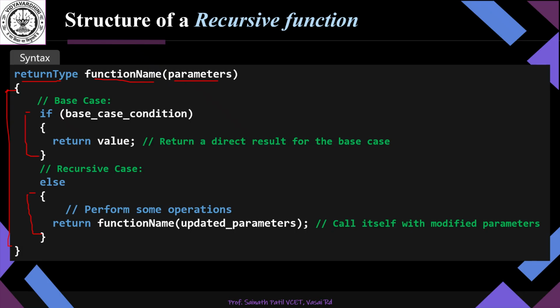The base case is given in the if part, and the base condition is checked using a conditional variable. If the base condition is satisfied, that is, it is the simplest form of the problem, it returns a basic value of that problem. If not satisfied, it goes to the else part, the recursive case, where the function calls itself with the return keyword, the function name, and the updated variable or parameter.